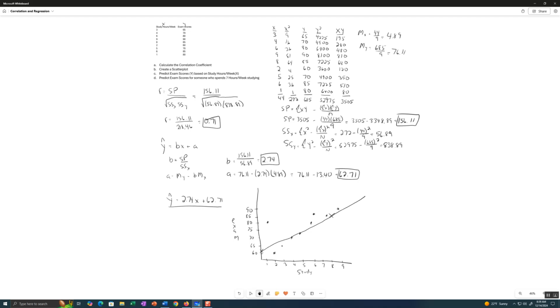I mean, all the data points are close to this line, with the exception of one, which is more of an outlier. But everything else is kind of close to the line. So that would be a regression line.